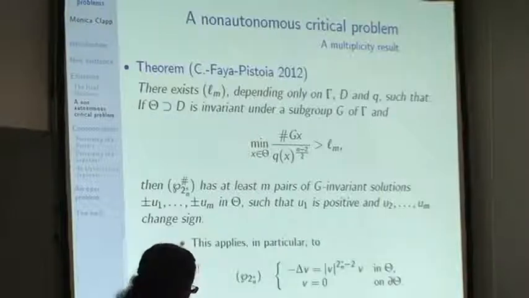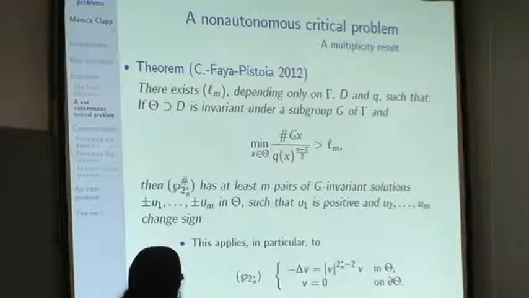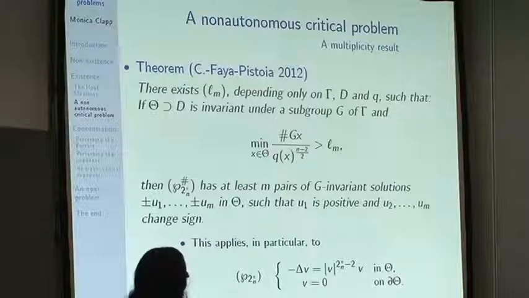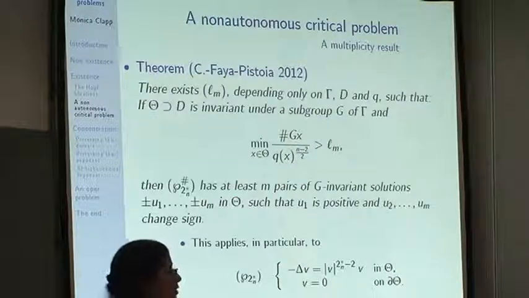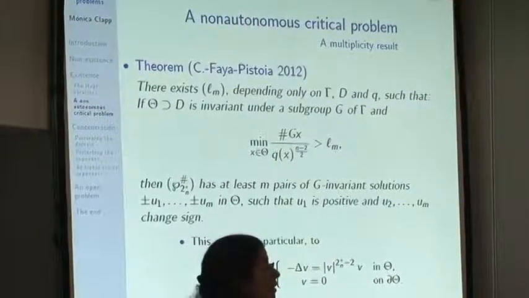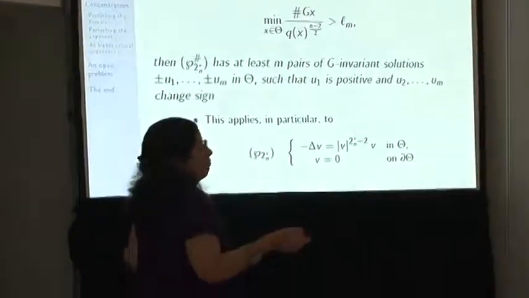So notice that this applies in particular to our original problem where Q is equal to 1. So this gives you also a multiplicity result. And what does it say in this case? So Q is equal to 1. What it is telling us is that it is enough that our domain has enough symmetries in order to guarantee the existence of M solutions down here. So this kind of suggests that in the Marie-Coron situation, we should have multiple solutions.